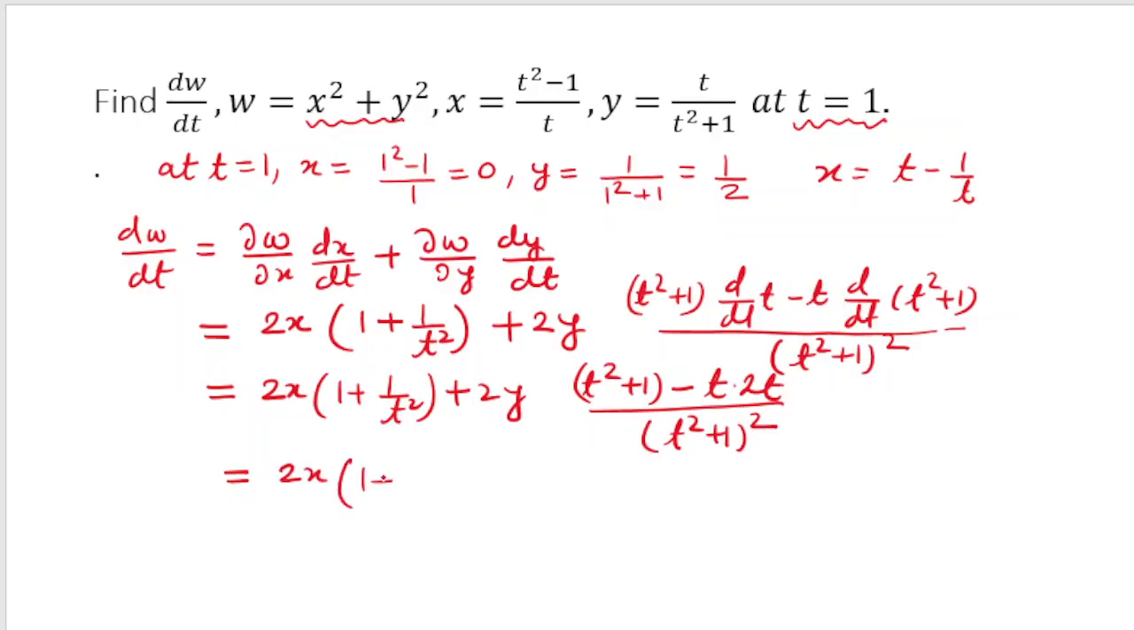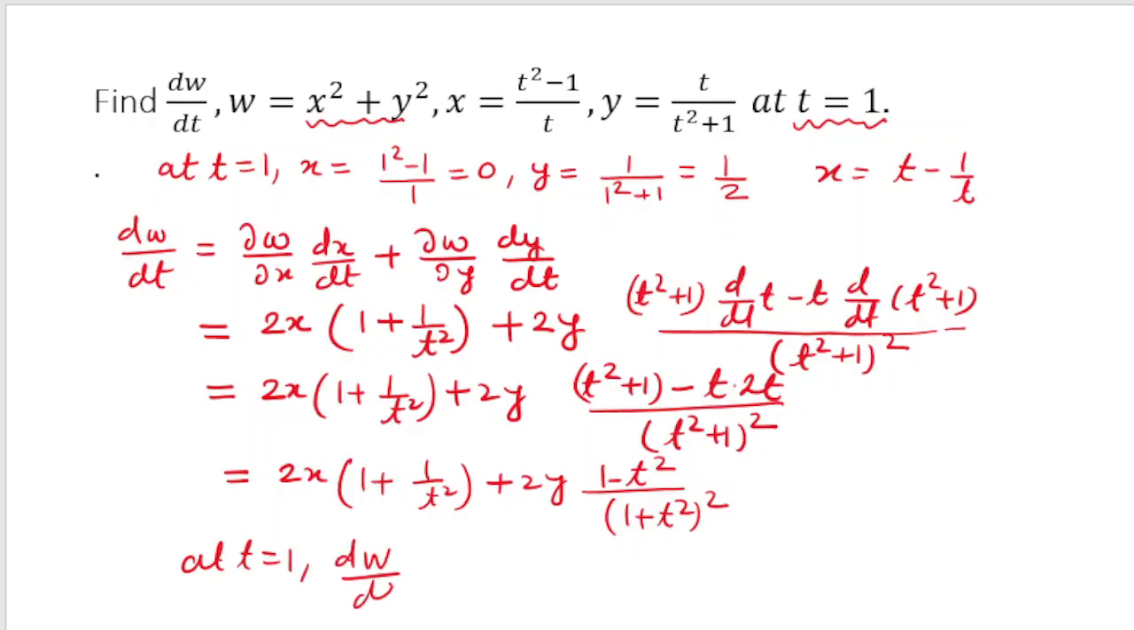So let me simplify: 2x into 1 plus t square plus 2 into y, and t square plus 1 minus 2 into t square, so 1 minus t square I am getting in the numerator, and in the denominator I can write it 1 plus t square whole square. So at t is equal to 1, we have to get dw by dt. At t is equal to 1, the x value is 0, so this whole expression will become 0.